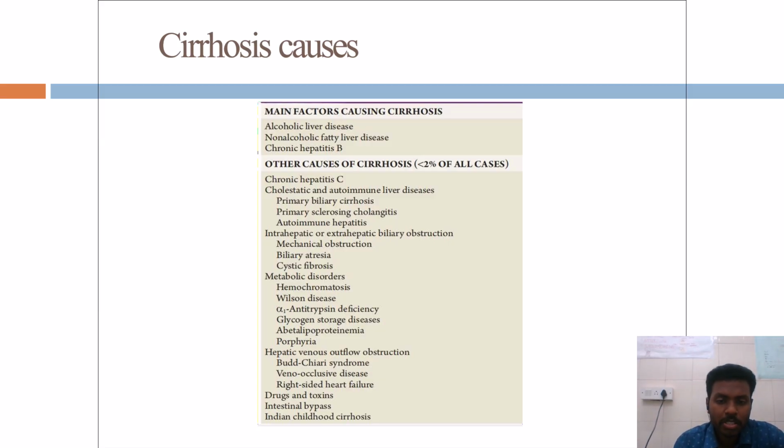Hepatic venous outflow obstructions, conditions such as Budd-Chiari syndrome, veno-occlusive disease, right heart failure, and some drugs and toxins can also cause liver cirrhosis, but less commonly. Indian childhood cirrhosis is also a less common reason for cirrhosis, but the most common causes for cirrhosis are alcoholic liver disease, non-alcoholic fatty liver disease, and chronic hepatitis B.